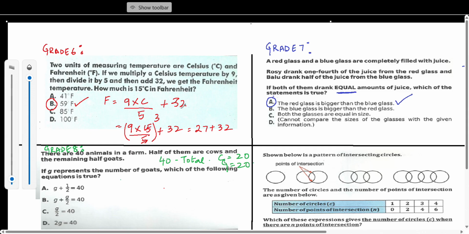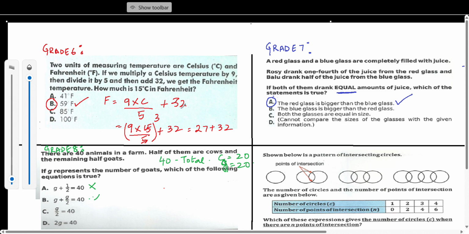If G represents the number of goats, since it says small g, let's also go with that. G is goats. Which of the following is true? G is 20, we know. Let us see where it matches. In place of G, if you put 20, 20 plus half is clearly not 40. G plus G by 2: 20 plus 20 by 2, which is 10. 20 and 10 gives 30, not 40.